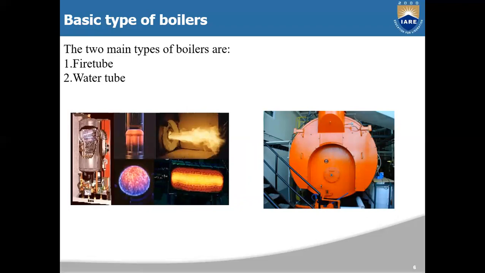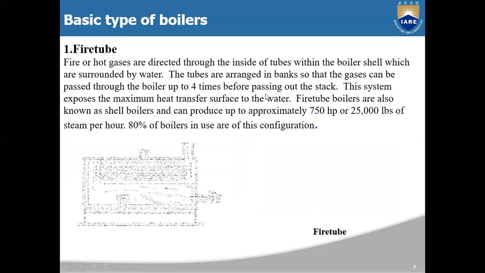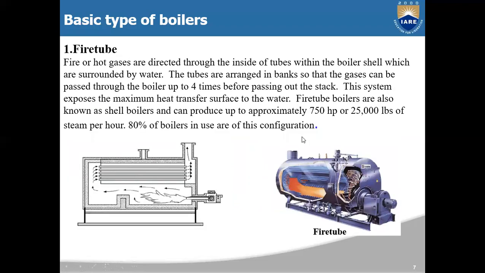There are mainly two types of boilers, that is fire tube as well as water tube boilers. Here you can see the real pictures of the boiler and how it is heated inside the boilers. So first we discuss fire tube boilers. In fire tube boilers, fire or hot gases are directed through the inside of tubes within the boiler shell, which are surrounded by water. The tubes are arranged in a bank so that the gases can be passed through the boiler up to 4 times before passing out of the stack.